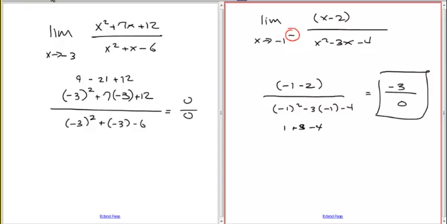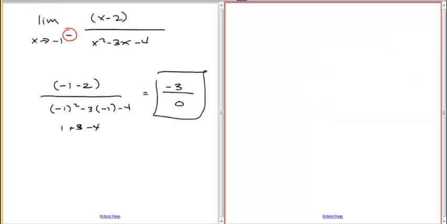So this is from the negative side of -1. What you're going to do is look at the signs of each one of these, and it's best to factor it now. Before we actually determine whether it's going to be positive or negative infinity, we'll factor it, which you should be able to do. So this is x.